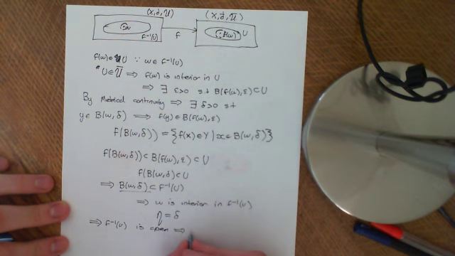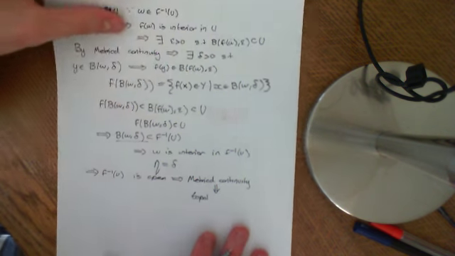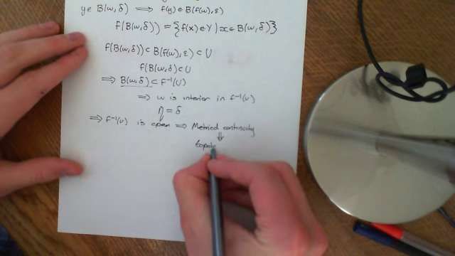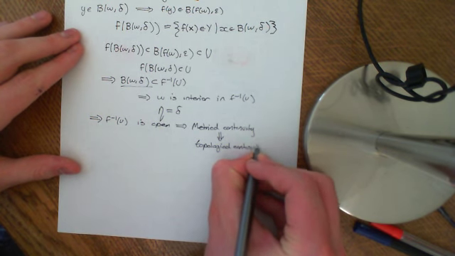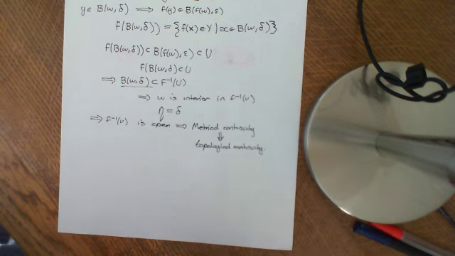So it implies that metrical continuity does imply topological continuity. Okay, so in the next part of this video, we will prove the other way around, that topological continuity implies metrical continuity.